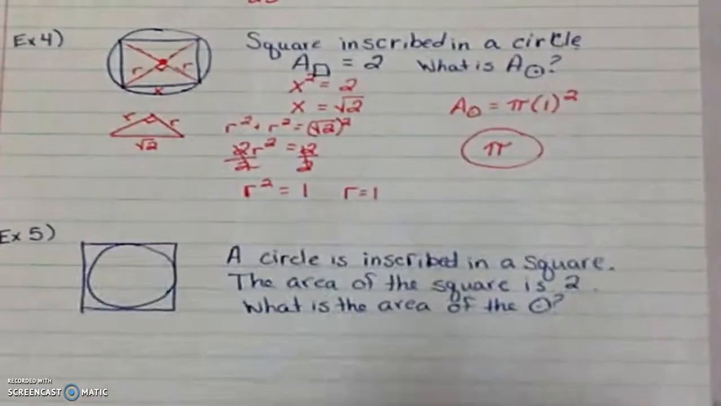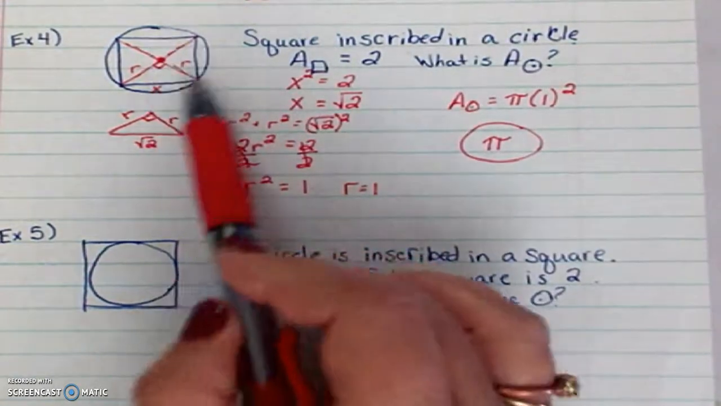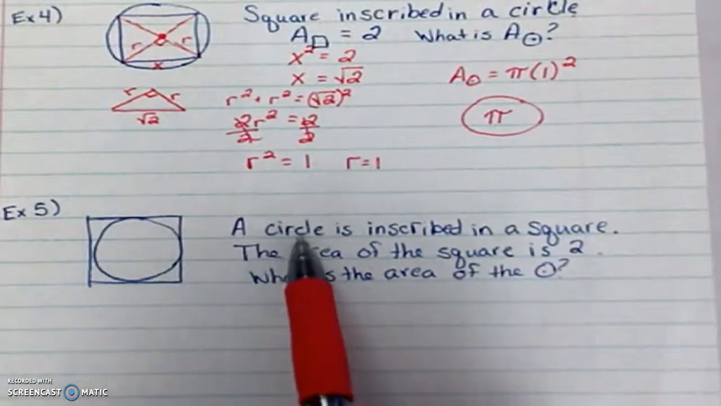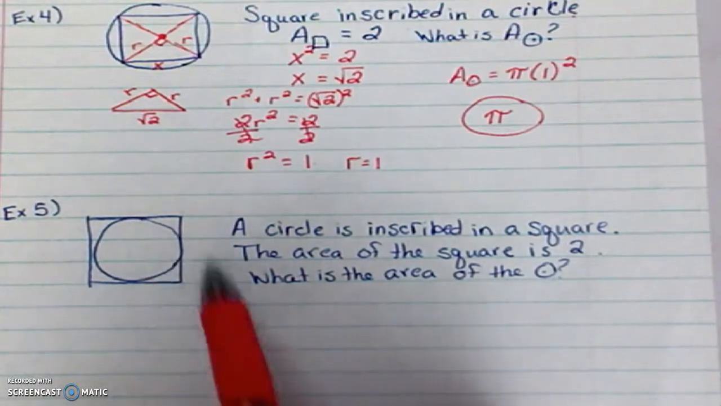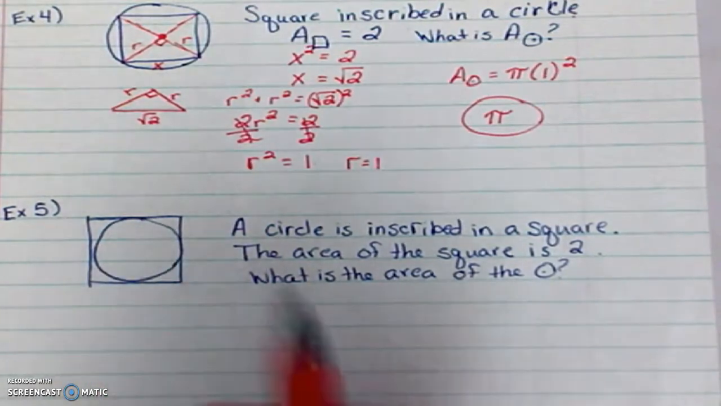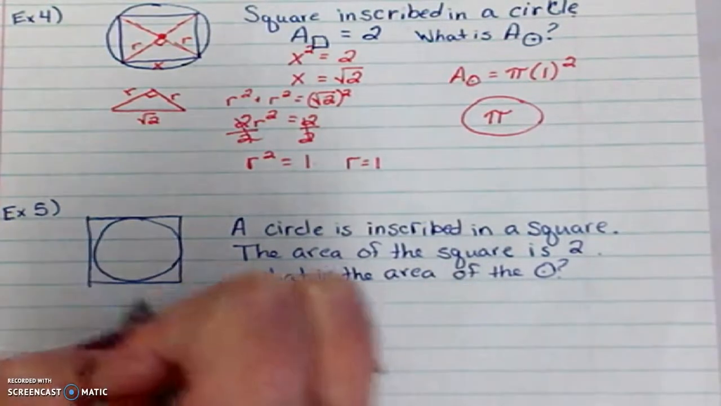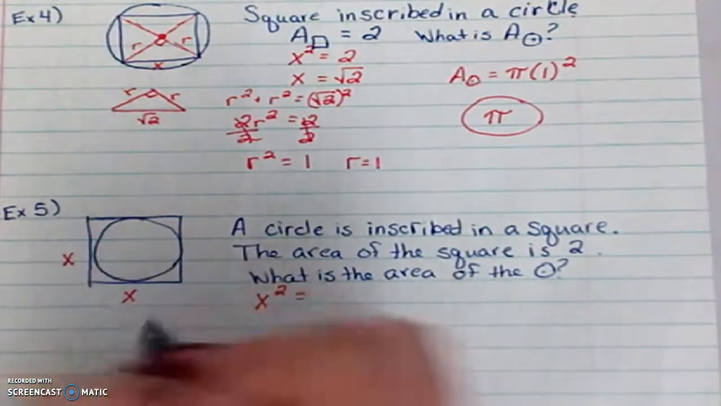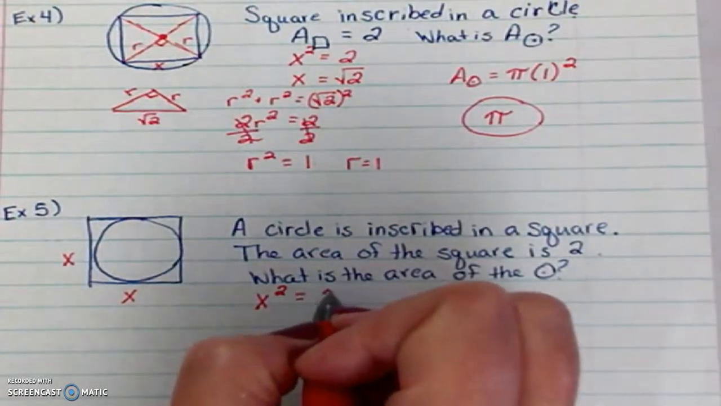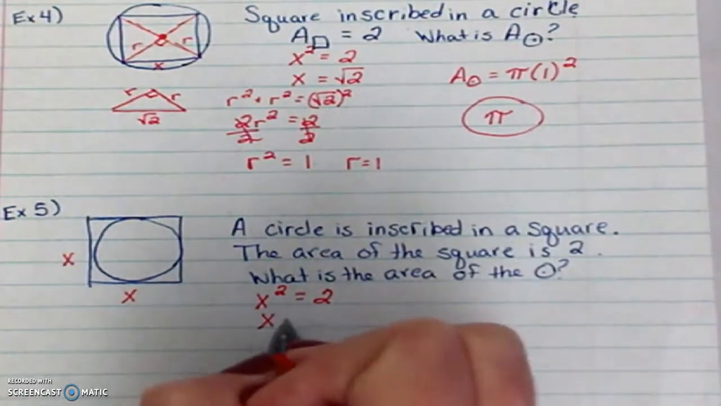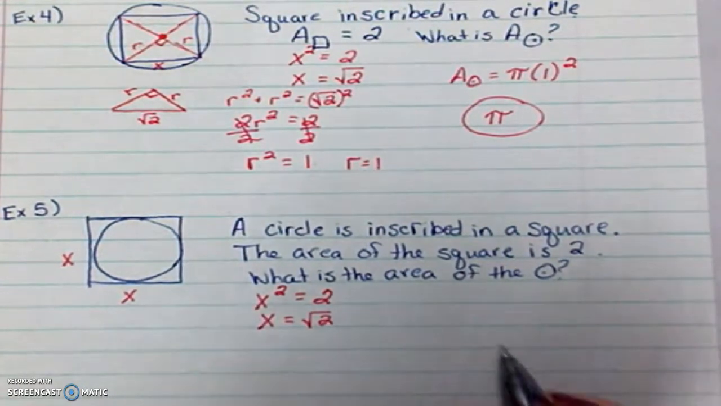Okay, so now we've switched it up just a little bit. We had a square inscribed in a circle, so the square is inside the circle. And now we have a circle that is inscribed, or the circle is inside of the square. They tell you again that the area of the square is 2. So we calculated that before. Area is the same thing as the side length squared, because the sides are going to be the same. So x times x is x squared. x squared is equal to 2. So I take the square root, and the side length of my square happens to be radical 2.